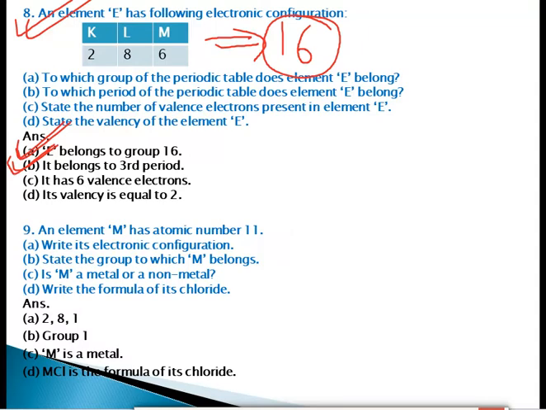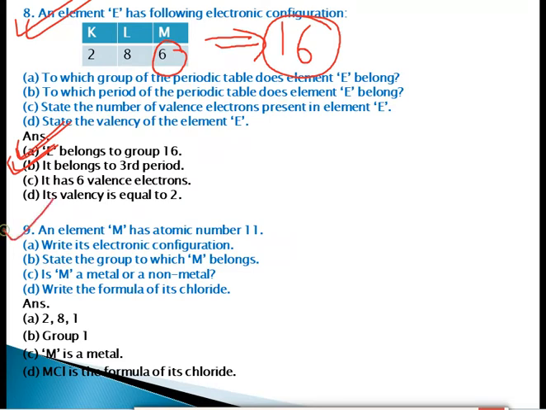State the number of valence electrons present in element E. Since 6 electrons are present in the outermost shell, the valence shell, it is having 6 valence electrons. State the valency of element E. It is having 6 electrons in the outermost shell, so it cannot easily donate them. It will be very difficult for it to donate these 6 electrons. So what will it do? It will accept 2 electrons. So 6 plus 2 will become 8 and it will become stable. So its valency will be 2, that is -2.